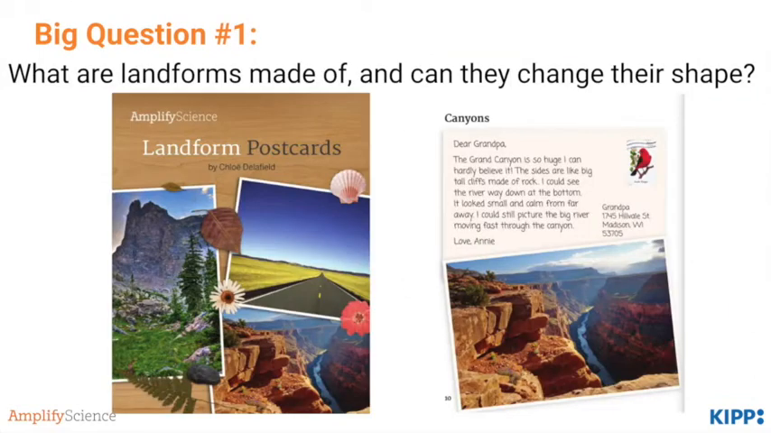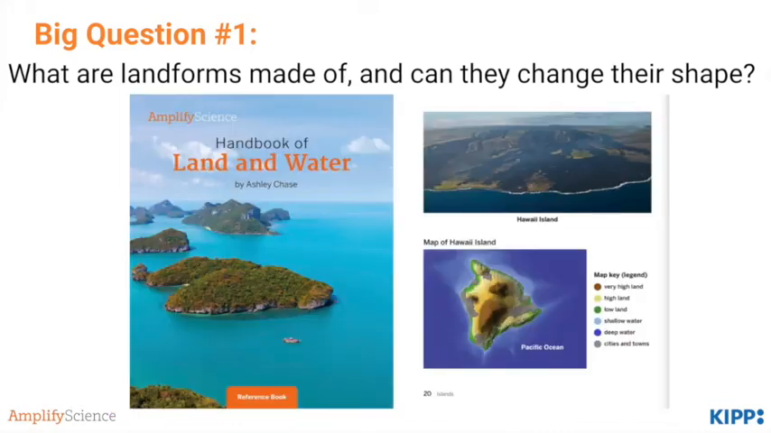In this first lesson, students read the book Landform Postcards, which introduces them to landforms such as canyons, valleys, plains, and so forth, all the while trying to answer the question, what are all these landforms made out of? The answer is rock. In lesson 2, students read more in the Handbook of Land and Water, where they learn about other landforms such as islands. This is the reference text for the unit.